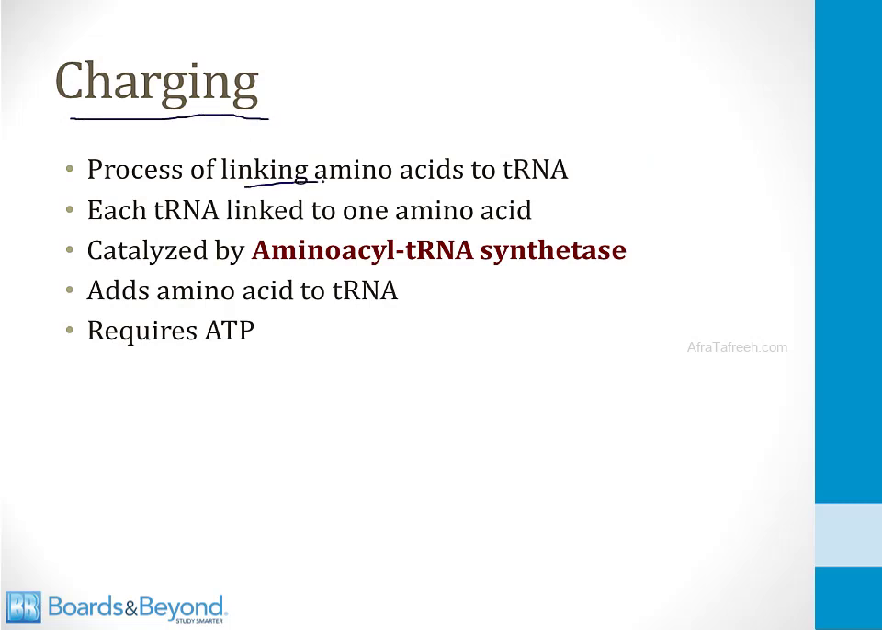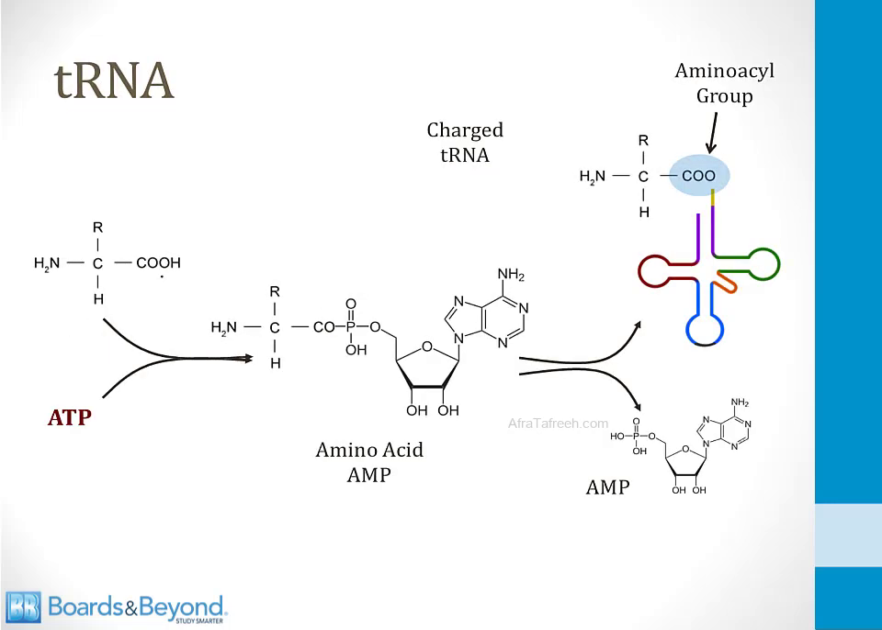Charging is the process of linking an amino acid to the 3' end of a tRNA molecule. Each tRNA molecule is linked to one amino acid, and the enzyme that adds the amino acid to tRNA is called aminoacyl tRNA synthetase. It adds amino acids to tRNA and it uses ATP to carry out this role. On this slide, I've depicted the process that aminoacyl tRNA synthetase catalyzes in order to charge a tRNA molecule with an amino acid. The process begins with an amino acid as shown here. All amino acids have a similar structure. They have an amine group, a carboxylic acid group, and a side chain. The side chain is different from one amino acid to another.